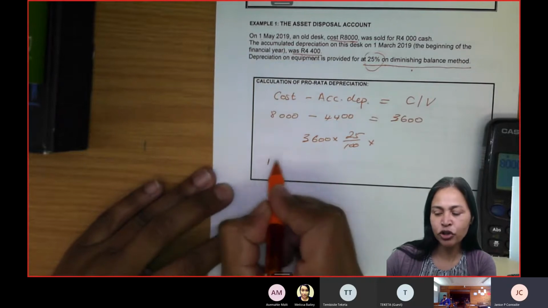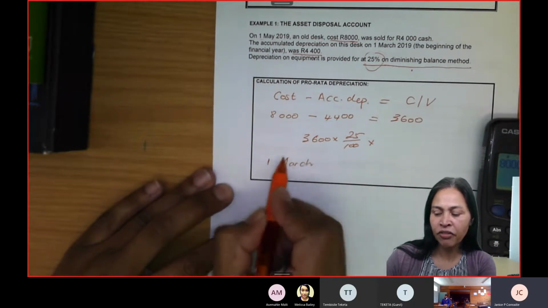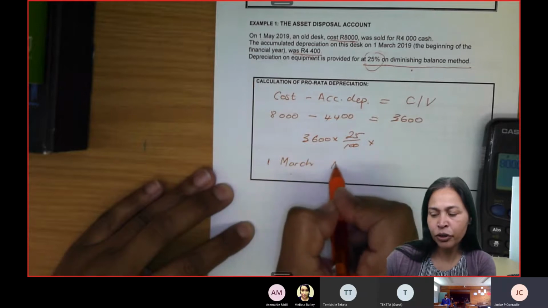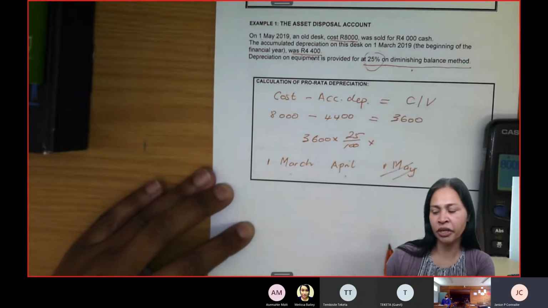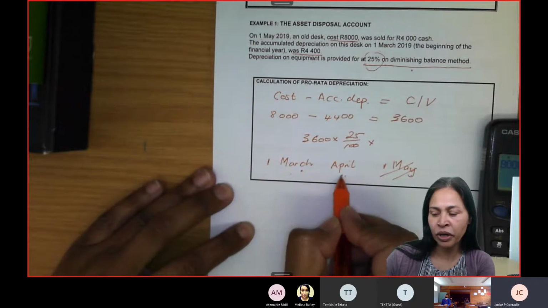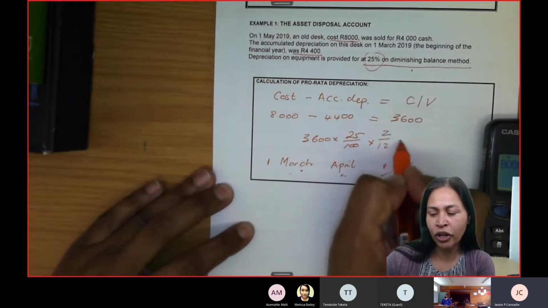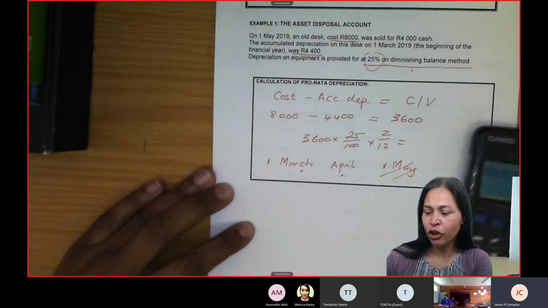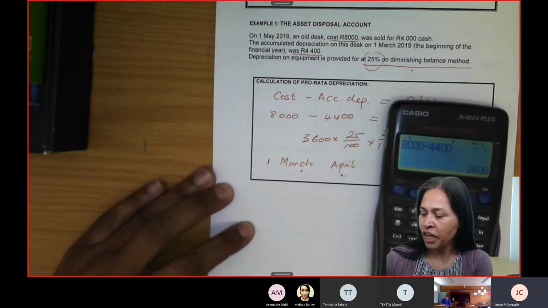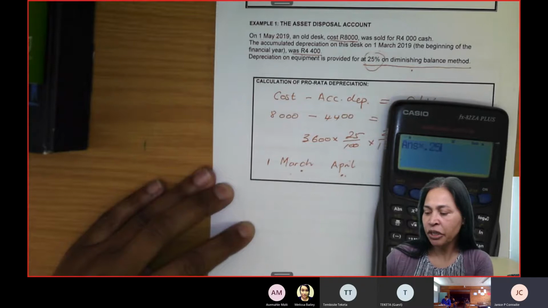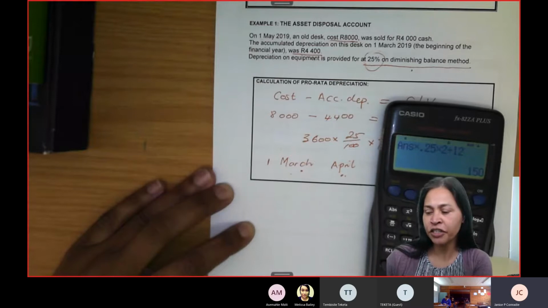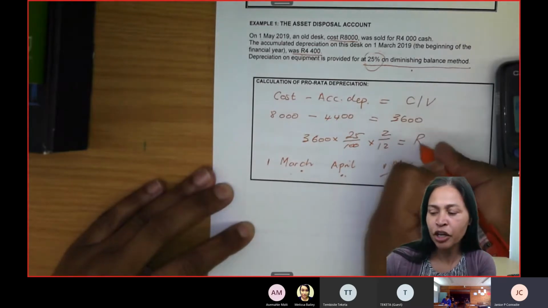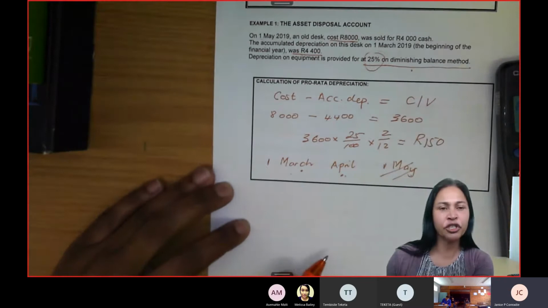But what is important, we've disposed of it on the 1st of May. So if my financial year started on the 1st of March, I've had it for the full month of March, I've used it for the full month of April, and I'm disposing on the 1st of May. So I'm not going to include May. That means I've used it for 2 months. And for those 2 months, I will calculate my depreciation. So I've got my 3,600 times my 25%, but only for the 2 months. And that gives me my 150 Rand. That 150 Rand is my pro rata depreciation.